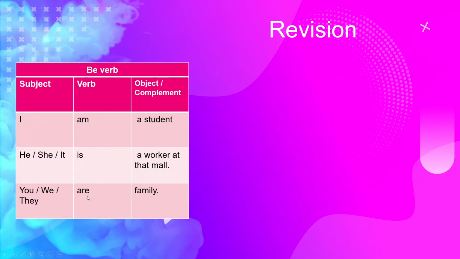For are, this is for plural, and also for you, this is a special case. So you are family, we are family, they are family. Right? So when you see the word be verb, it refers to am, is and are.